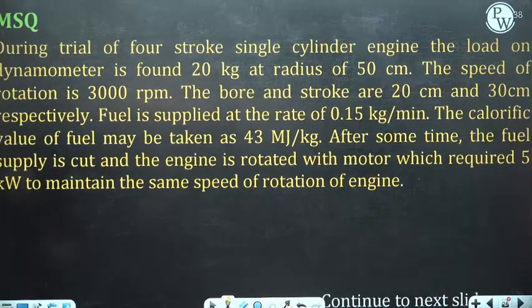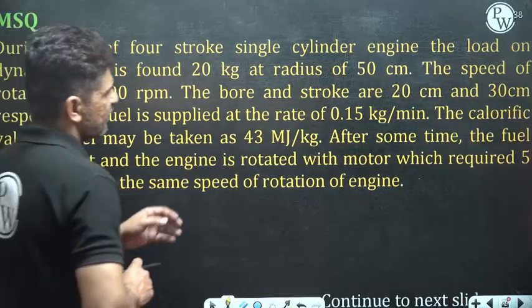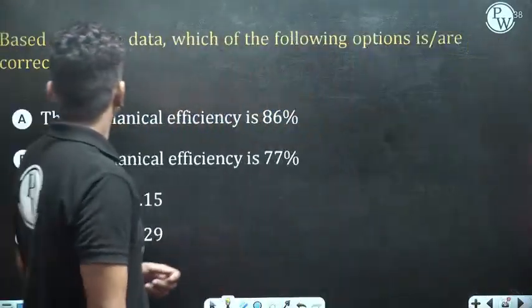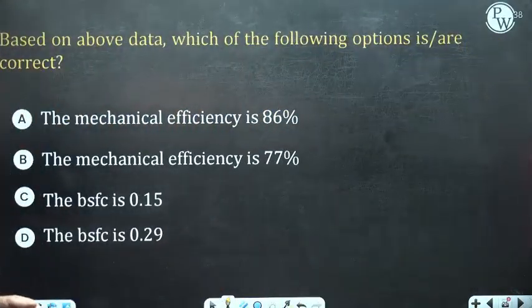The calorific value of fuel may be taken as 43 megajoule per kg. After some time, the fuel supply is cut off and the engine is rotated with a motor, which requires 5 kilowatt to maintain the same speed of rotation. That means the frictional power is 5 kilowatt. Based on the above data, which of the following options are correct?